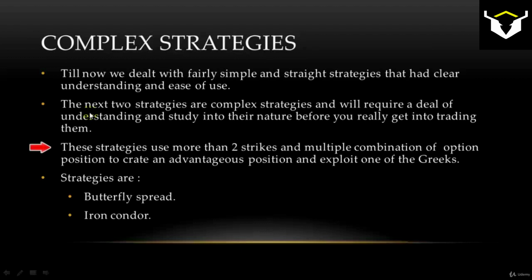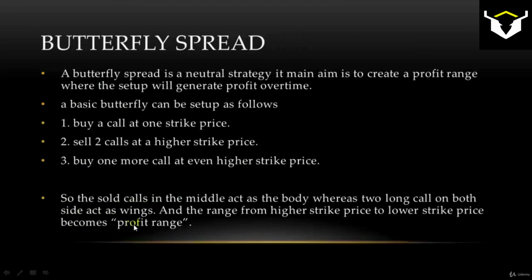These strategies use more than two strikes and multiple combinations of option positions to create an advantageous position and exploit one of the trades. These strategies are butterfly spread and iron condors. Let's get ahead to learn about our first strategy, that is butterfly spread.